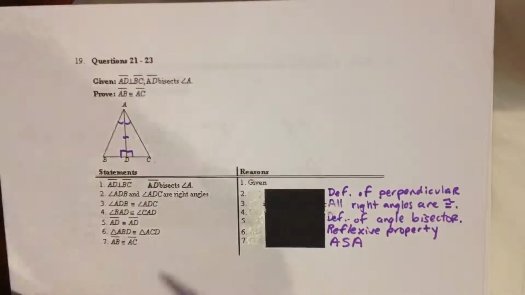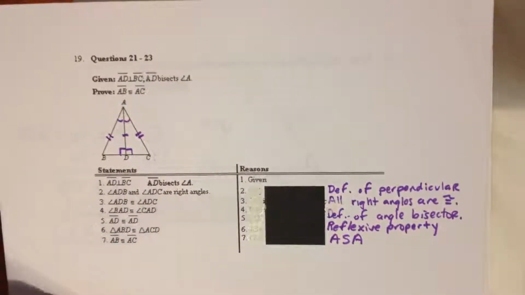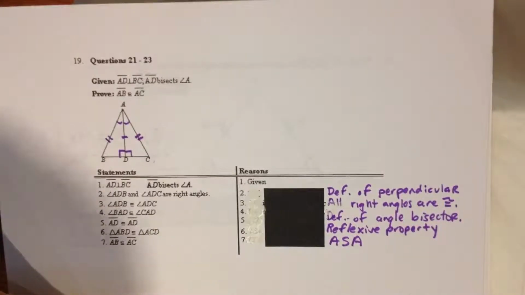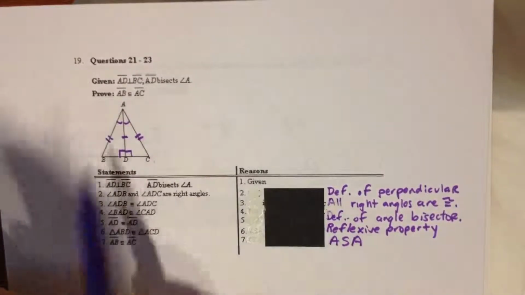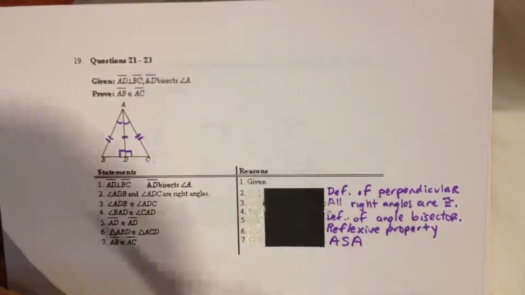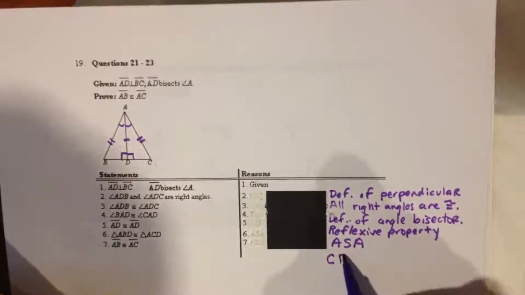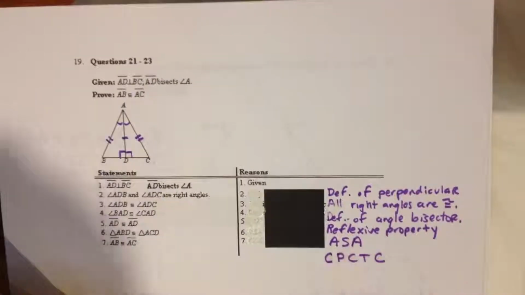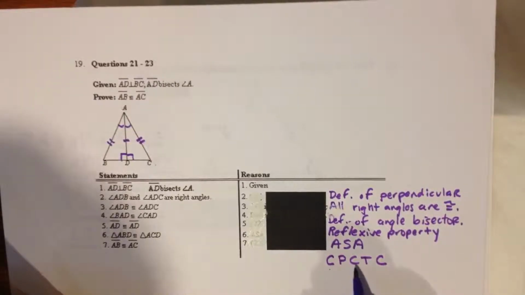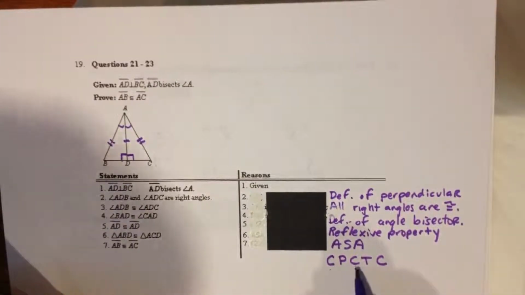Then number 7, how do I know that AB is equal to AC? Well, there was something that we learned that basically said that, if I make the statement that the two triangles are congruent, the rest of the parts of the triangle are congruent. The rest of the angles, the rest of the sides, and we called that CPCTC, which stands for corresponding parts of congruent triangles are congruent.